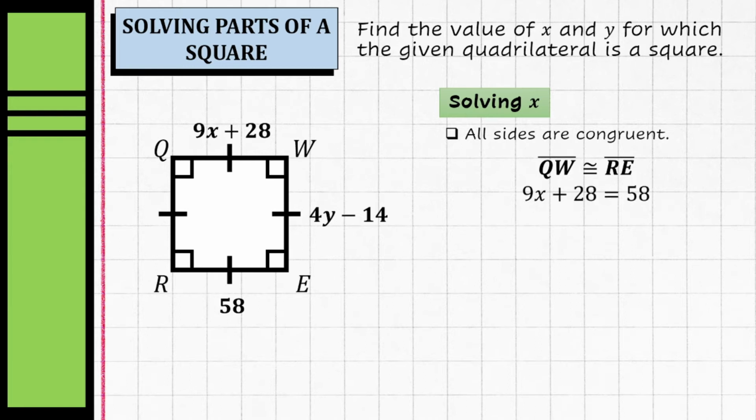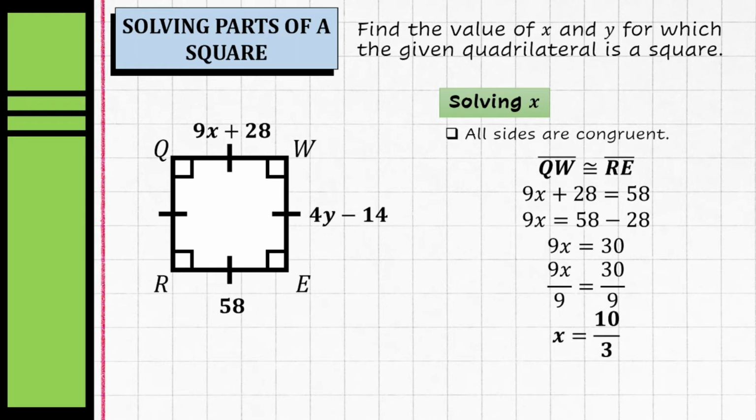Let's substitute the values of each side. So we have 9x plus 28 is equal to 58. Let's solve for the value of x by transposing 28 to the other side of the equation, applying the subtraction property of equality. So we will have 9x is equal to 58 minus 28, so 9x is equal to 30. Let's divide both sides by 9. x will be equal to 10 over 3.